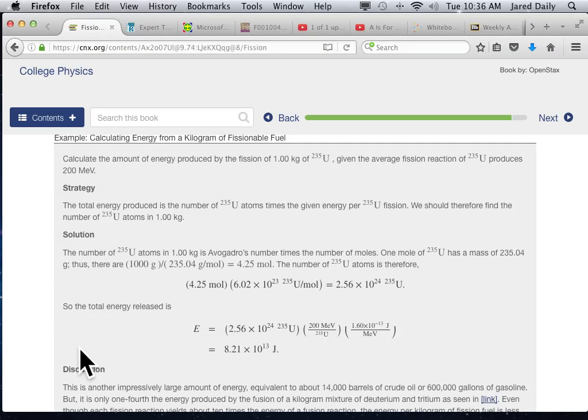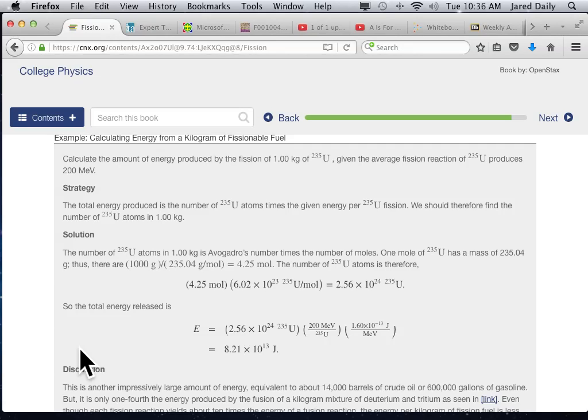The amount of energy that was given off per reaction is right here, 200 mega electron volts per uranium-235. Turns out that you get 2.56 times 10 to the 4 uranium atoms per mole here. Then we do a conversion here, and we calculate the total amount of energy released.